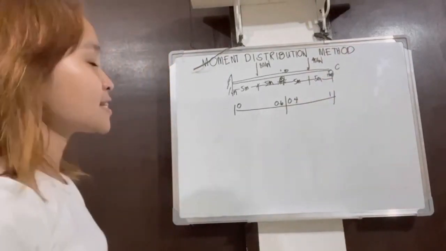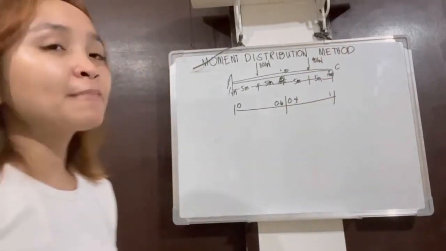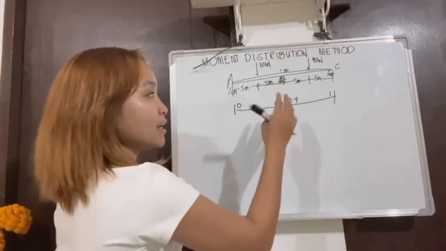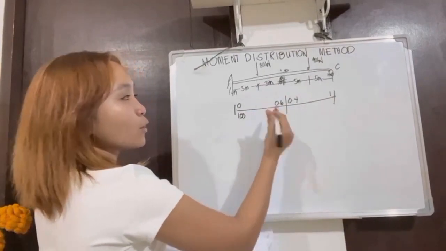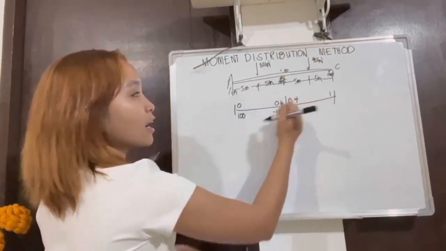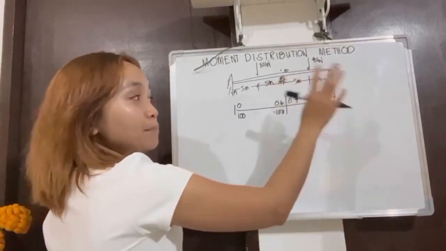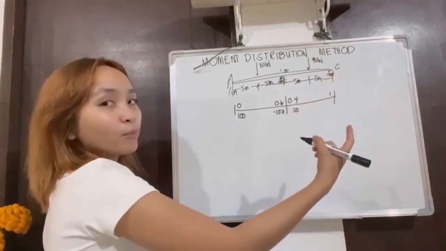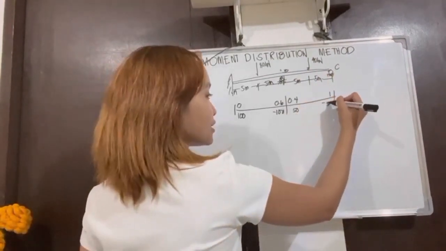So, next, we add the fixed end moments that we got earlier. The fixed end moment of AB that we got is 100. The fixed end moment of BA that we got is negative 100. And the fixed end moment of BC that we got is 50. The same way, the fixed end moment of CB that we got is negative 50.